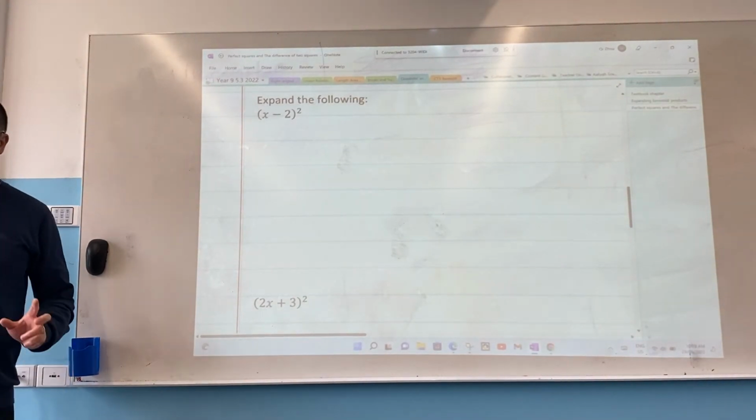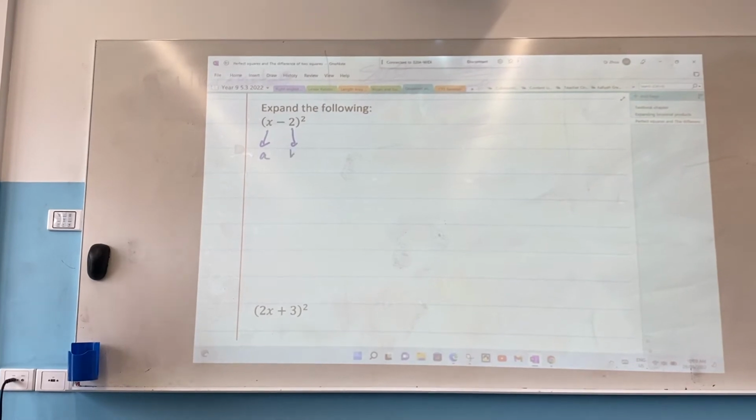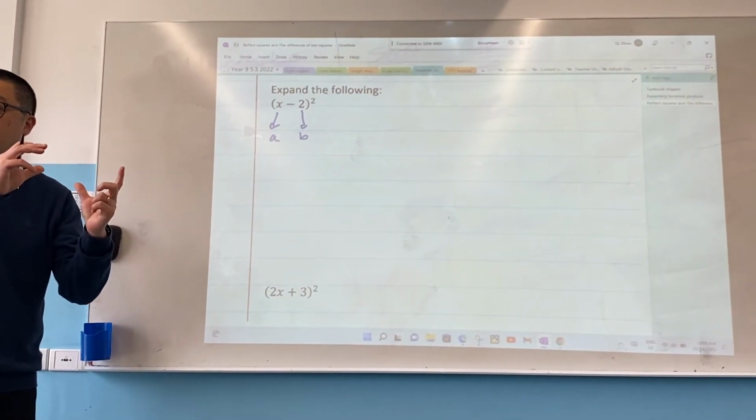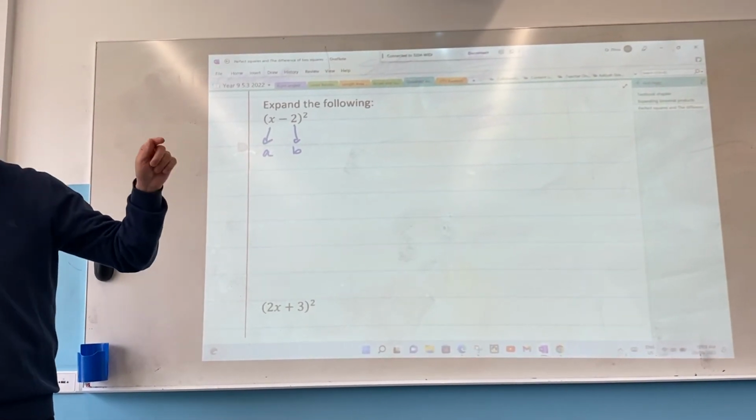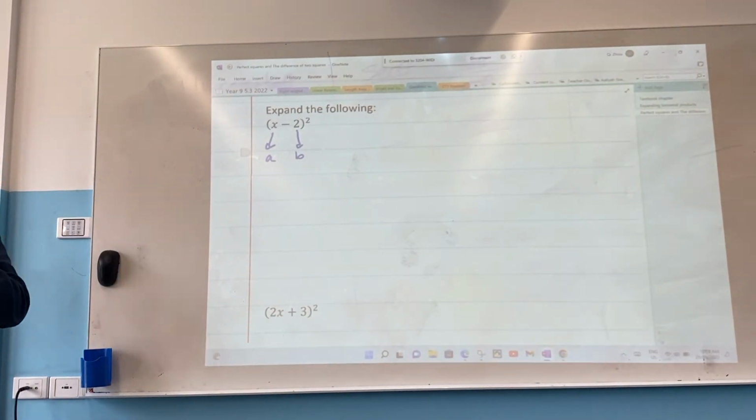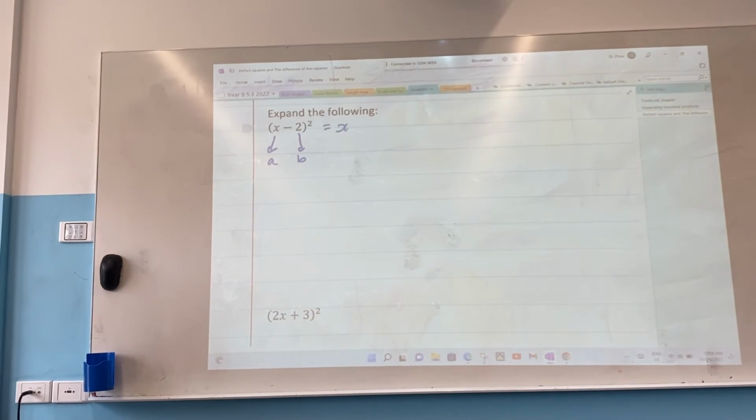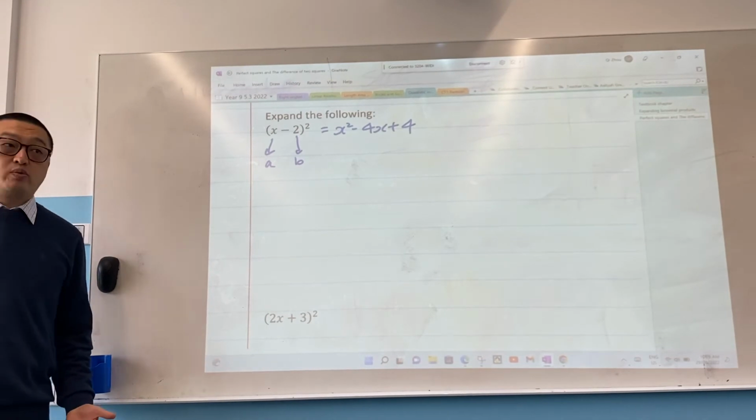Watch carefully. This is A. This is B in the formula you did just now. We said A minus B squared is A squared minus 2AB plus B squared. You'll get used to it after a while. So this is x squared minus 4x plus 4. You can literally do this within 2 seconds.